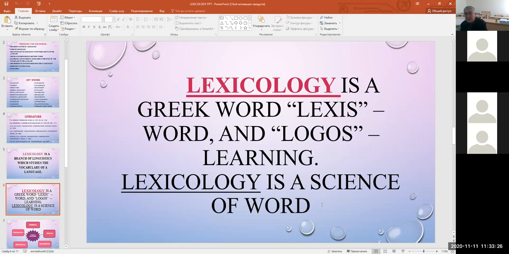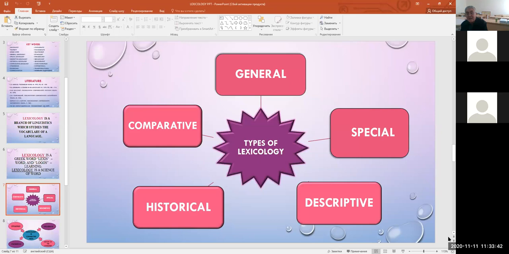Etymologically, the word lexicology is a Greek word. Lexis means word, and logos means learning. So, lexicology is a science of word. There are five types of lexicology. The first, general lexicology, special lexicology, descriptive lexicology, comparative lexicology, and historical lexicology. Now I'll explain each of them.